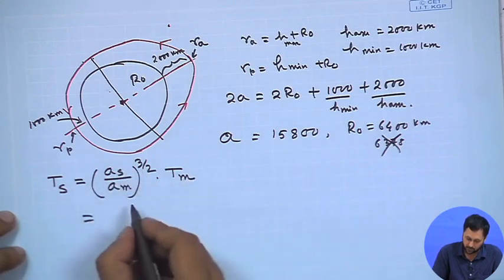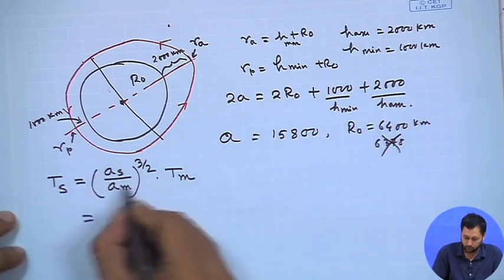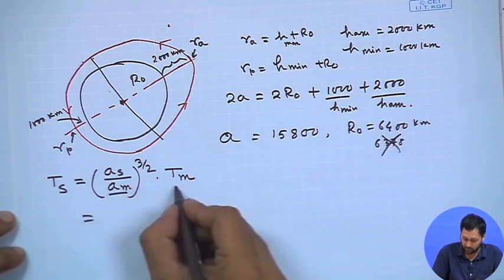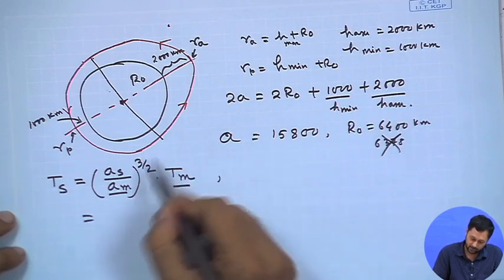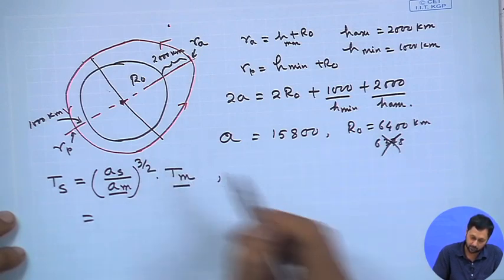(As by Am) whole to the power 3/2 times Tm, right. So, we put As, so what is Am and Tm? Am is the average distance from Earth to Moon, and Tm is the time period of the Moon.